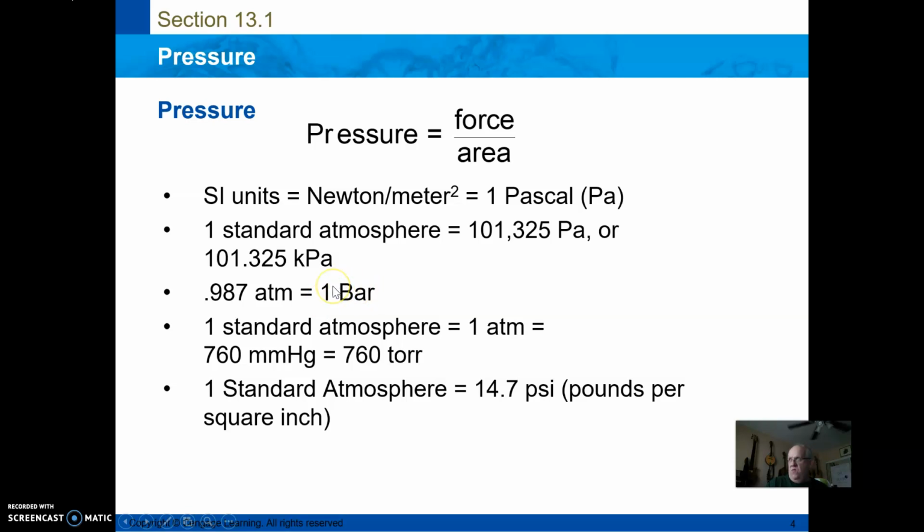You'll hear your weatherman get up and say the barometric pressure today went from 0.987 atmosphere to 685 torr. So now we know what torr is. Torr is just another measure for atmosphere. So 1 atmosphere is 760 millimeters of mercury, which is equivalent to 760 torr. It's a lot easier to say torr.